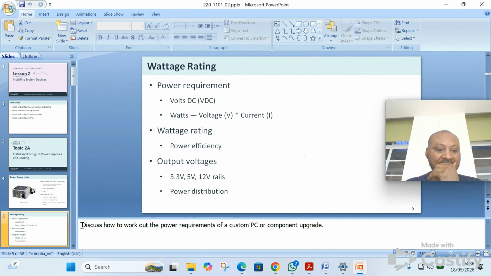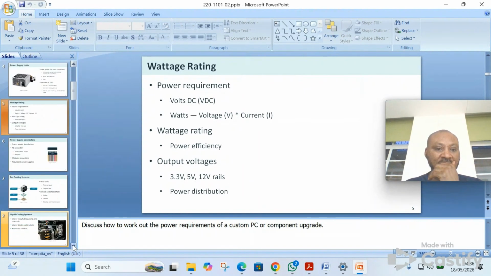Okay, so here we go. Here we can see some of the voltage power requirements. We have volts, which is direct current, then we have watts. V stands for voltage. I stands for current. So these are electrical symbols. When you see V, it's about voltage.